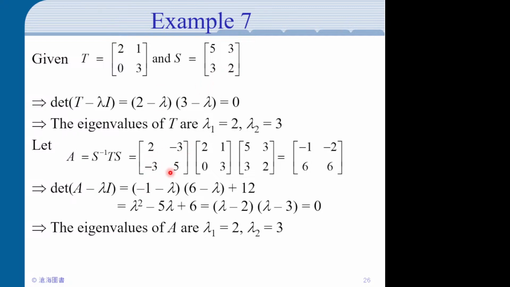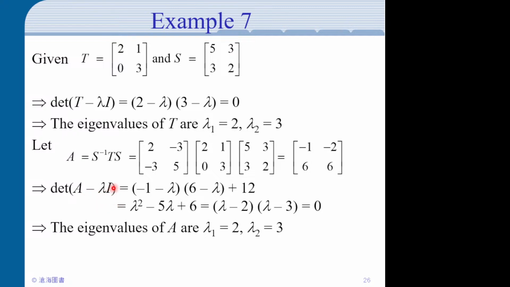Okay, so S minus 1 is the matrix 2, minus 3, 3, minus 3, 5. You multiply by T and then multiply by S, and we skip the calculation, and we get A equal to minus 1, minus 2, 6, 6. And then once again we calculate the determinant of A minus lambda I equal to 0.